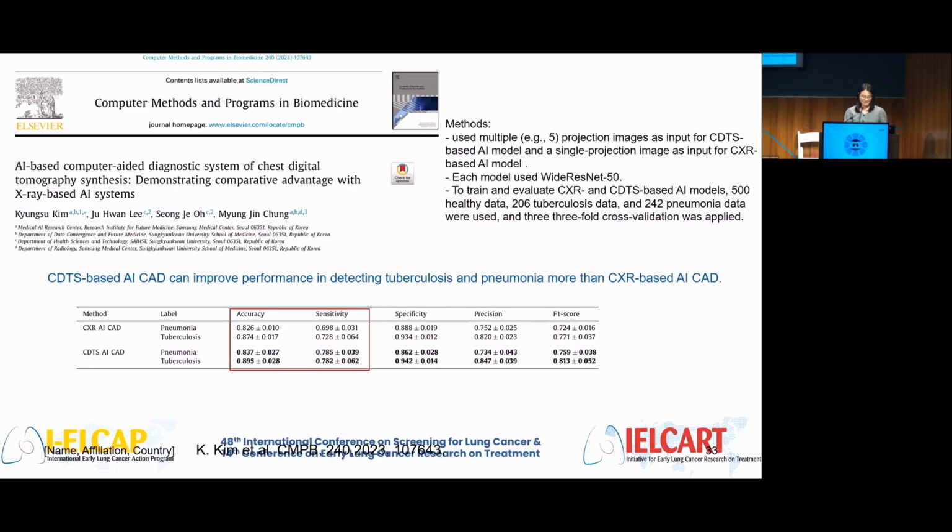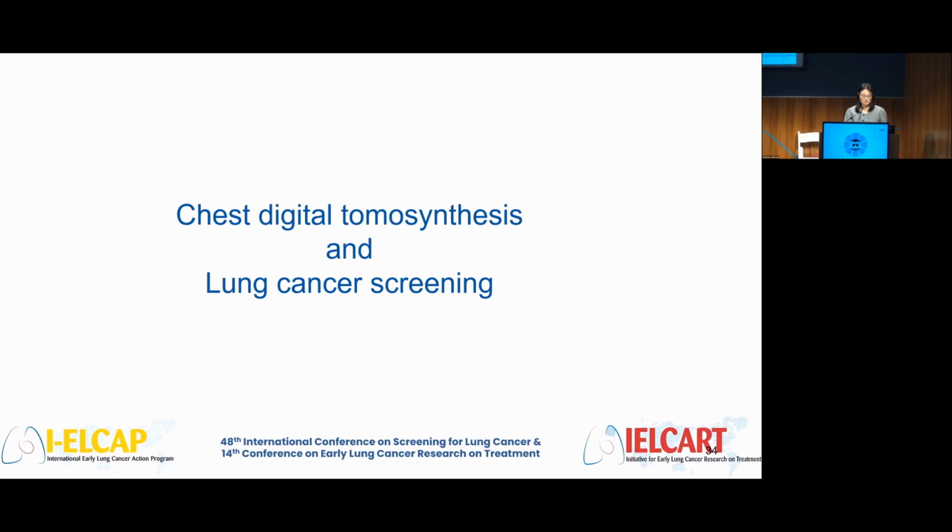This study showed the use of AI-based computer-aided diagnosis for chest radiography and chest digital tomosynthesis. It also showed that AI-based digital tomosynthesis has higher performance, higher accuracy and sensitivity in detecting pulmonary tuberculosis and pneumonia than chest X-ray-based AI CAD. Now moving on to lung cancer screening.